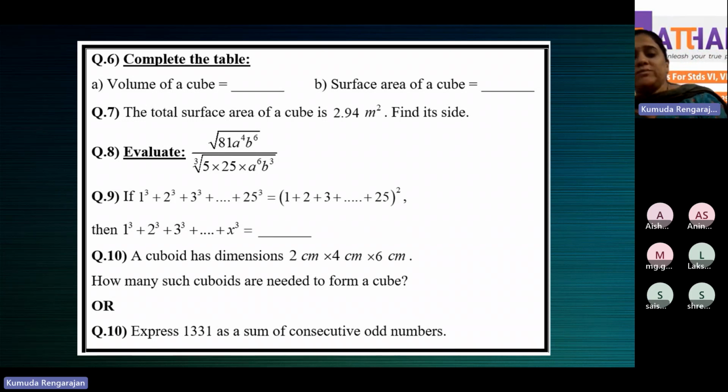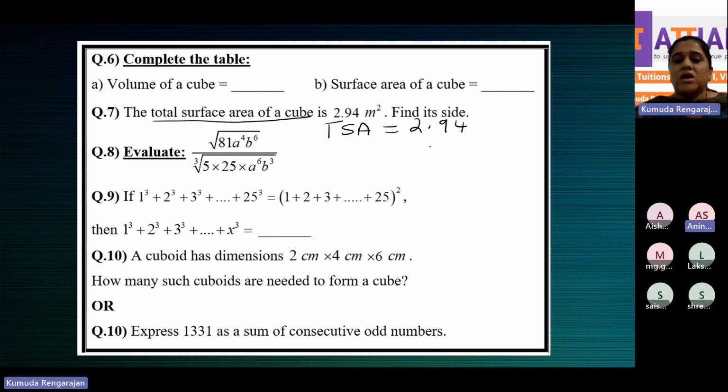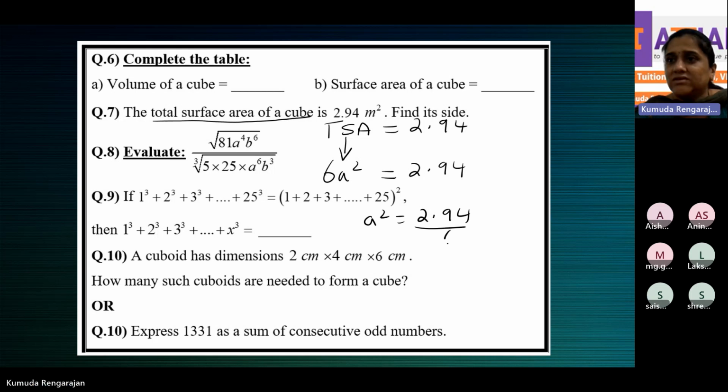All right. So that is very important. How you get started is very important. So see here, the TSA, the total surface area of the cube is given to be 2.94. Now, what is the formula to find the total surface area? 6a square. 6a square is equal to 2.94. So then what is a square? It will be 2.94 by 6. Correct? 6 will come for division.